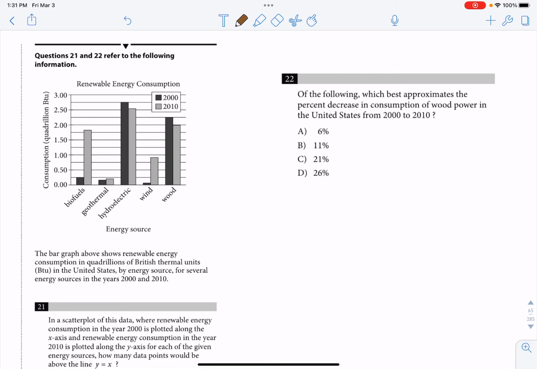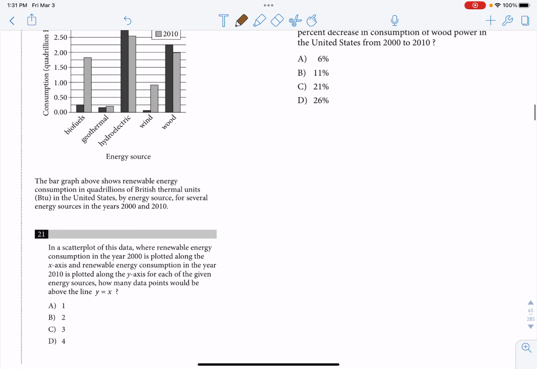Problem. This is test number 4 in section 4. Questions 21 and 22 refer to the following information. The bar graph above shows the renewable energy consumption in quadrillion British thermal units in the United States by energy source for several energy sources in the years 2000 and 2010.